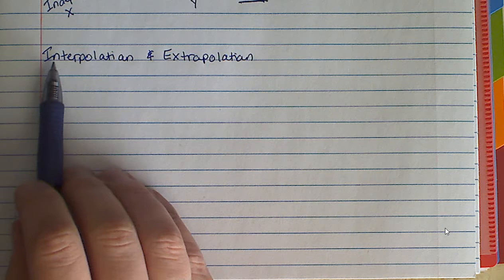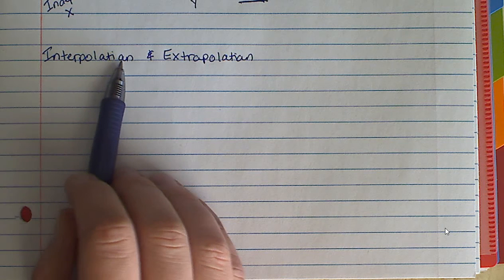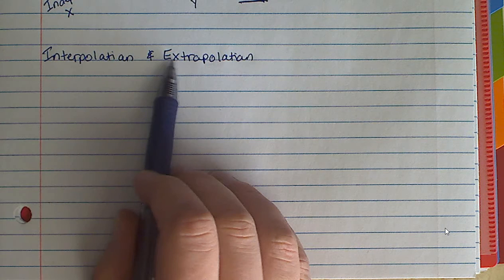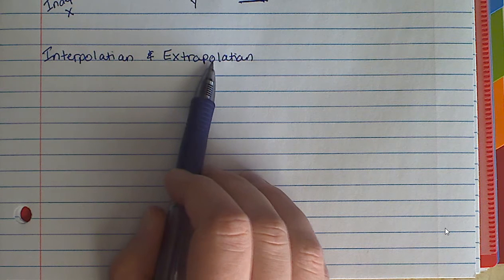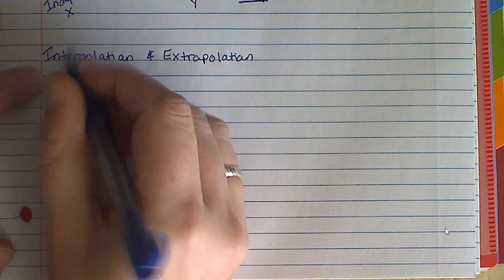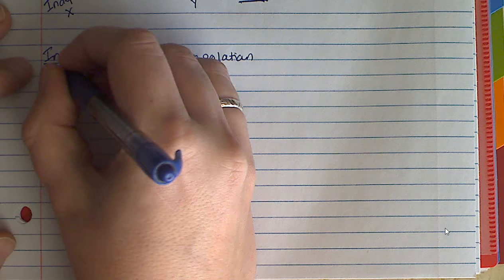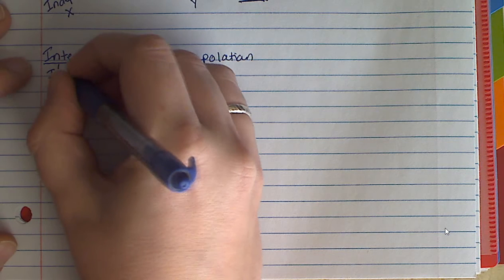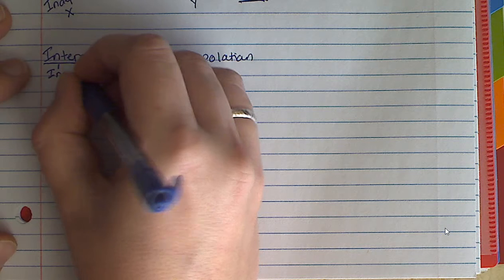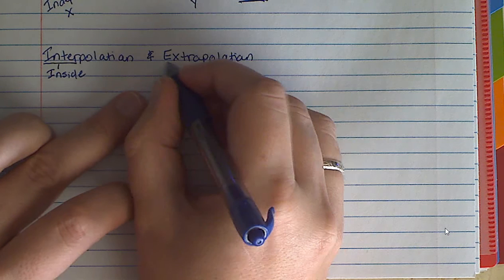Okay, so quiet. What we're going to talk about today is interpolation and extrapolation. Write those two words down. Interpolation, I-N-T-E-R-P-O-L-A-T-I-O-N, and extrapolation, E-X-T-R-A-P-O-L-A-T-I-O-N. The two key parts of understanding these words: interpolation has inter, I-N-T-E-R, which means inside.